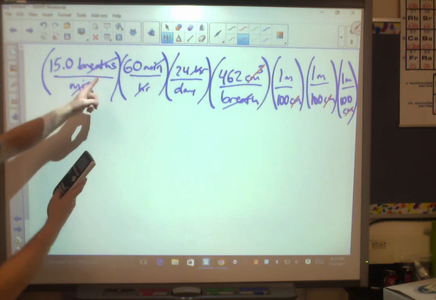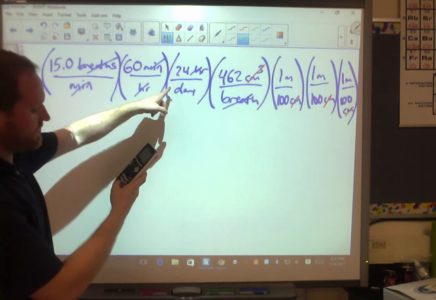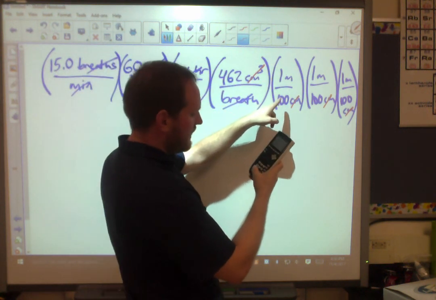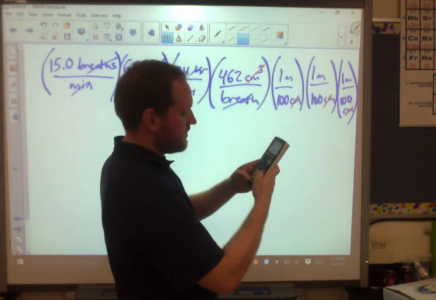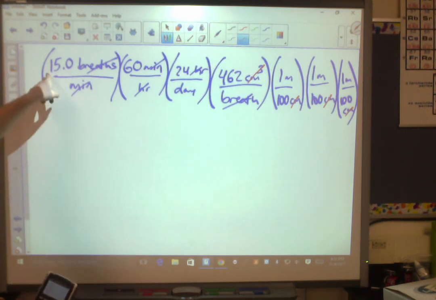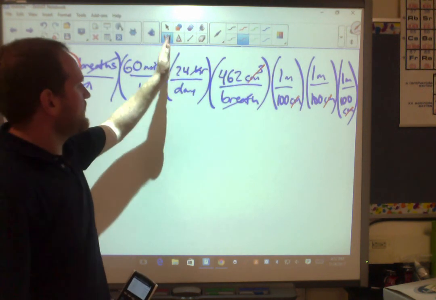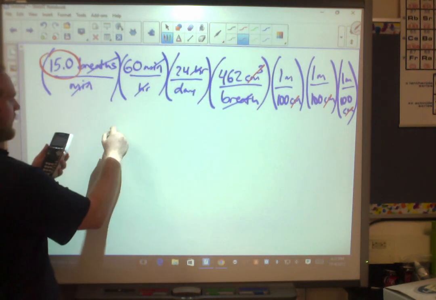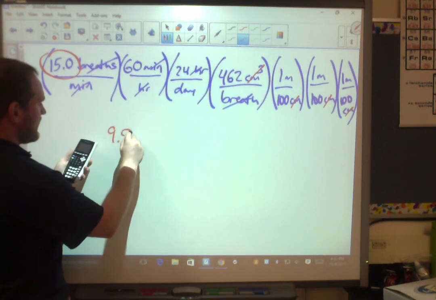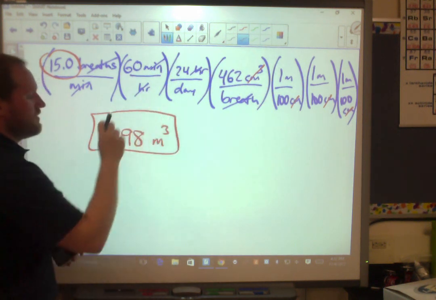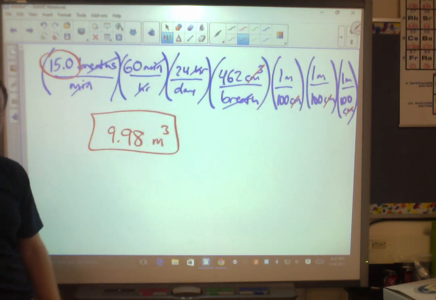15 breaths times 60 minutes per hour times 24 hours per day times 462 centimeters cubed per breath divided by 100, divided by 100, divided by 100. And with how many sig figs? 3 for my starting, infinite for the others. With 3 sig figs, I get a final answer of 9.98 meters cubed. That's the volume of breath that you're going to breathe in a day at STP. Okay, that's the end.